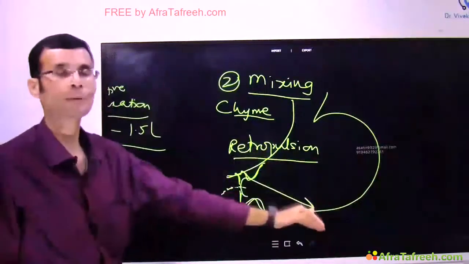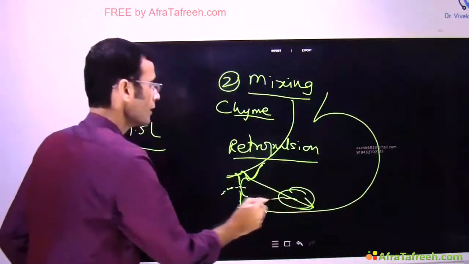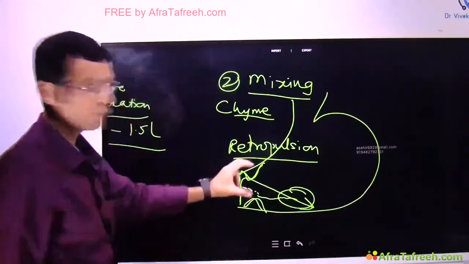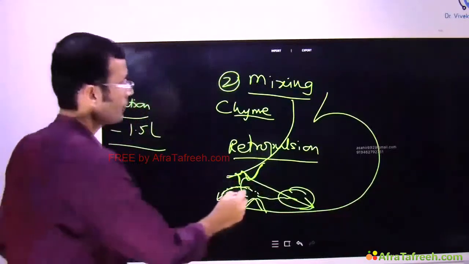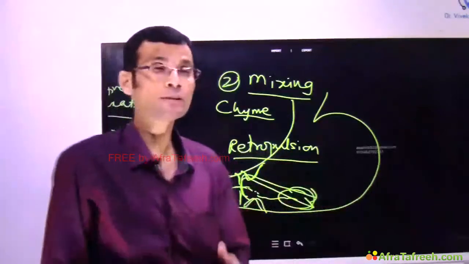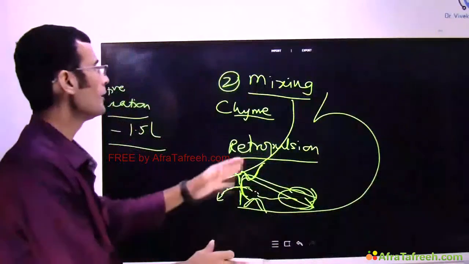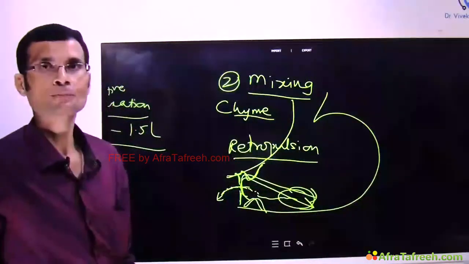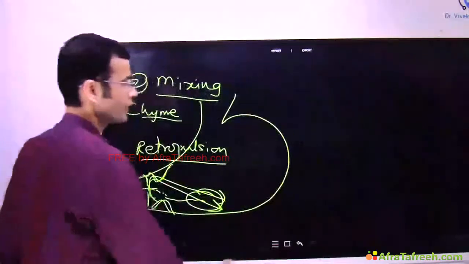Propulsion, retropulsion. Then what has gone back will come forth again. The pyloric wall contracts so that some of it escapes further, but the remaining just goes back again. Therefore, this back and forth movement causes a thorough mixing of the foods with the gastric juice and forms the chyme. The most important event in the stomach is therefore retropulsion.